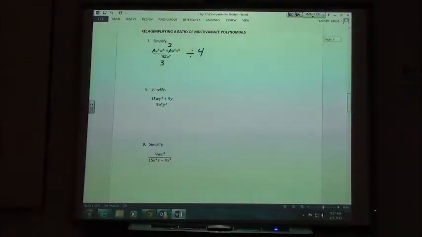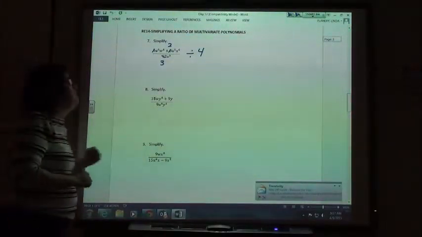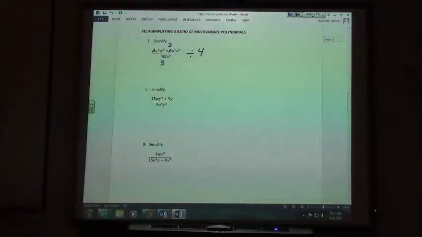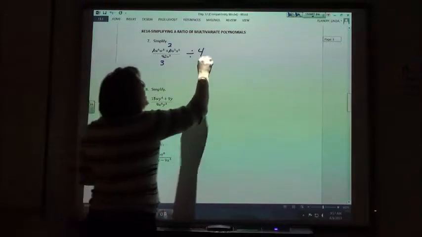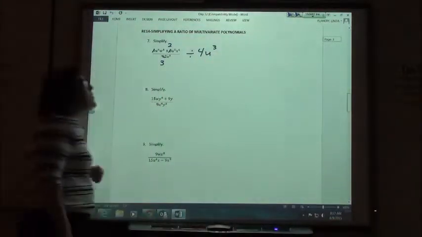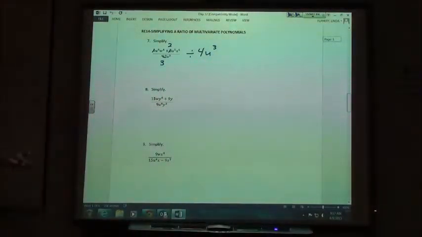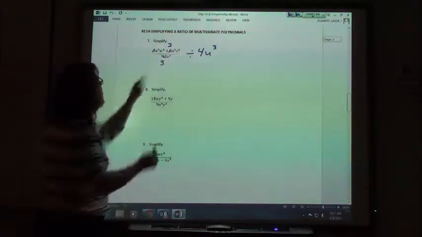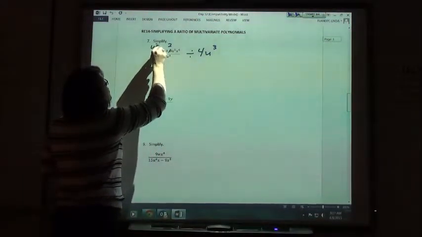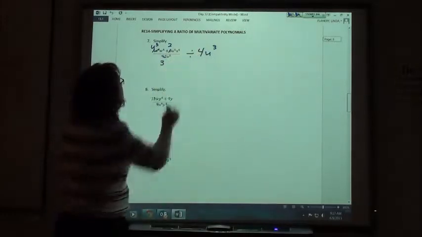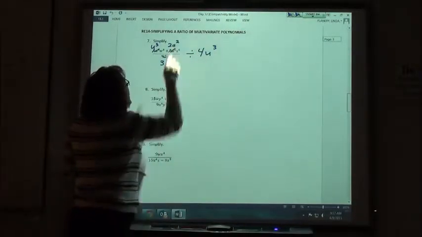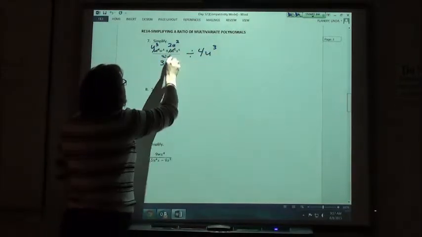Then I'm looking at my u's. I've got a u to the 6th, a u to the 5th, and a u to the 3rd. My greatest common factor there is u to the 3rd. You always do the lowest exponent because you can't take out more than you have. When you divide that out, you subtract your exponents. So here, 6 minus 3 would give me u to the 3rd. Here, 5 minus 3 would give me u to the 2nd. And here, 3 minus 3 cancels out.